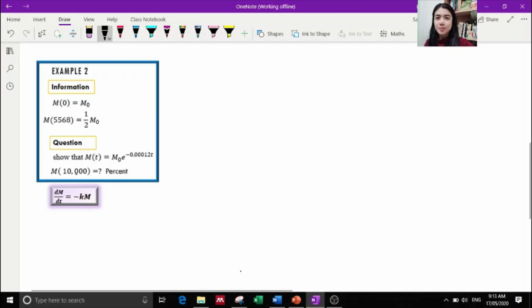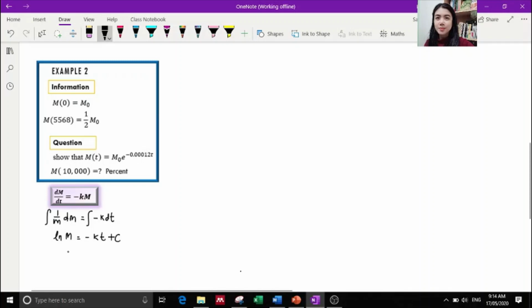Okay, so we begin with this differential equation. Okay, bring this m to the left hand side. So we have 1 over m together with the dm. Okay, and bring the dt to the right hand side, so you will have negative k with the dt. Okay, and then integrate both sides. So if you integrate the left hand side, this gives you ln m. For the right hand side, if you integrate, it gives you negative k t plus c.